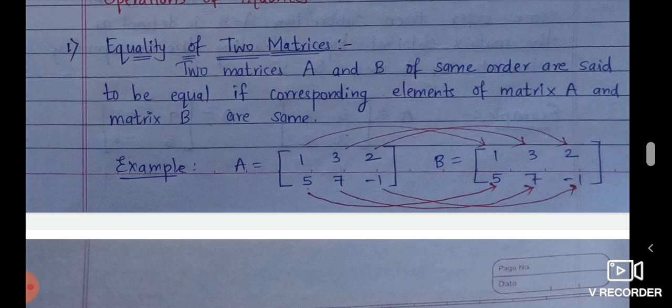See, in matrix A, the position of 3 is in the first row and the second column, right? So its position is A12. In matrix B, the position of 3 is again the same. It is present in the first row and the second column. So each and every element is exactly the same, and they are at the same place. Then we say the two matrices are equal, because here the place or the order of the element is important.